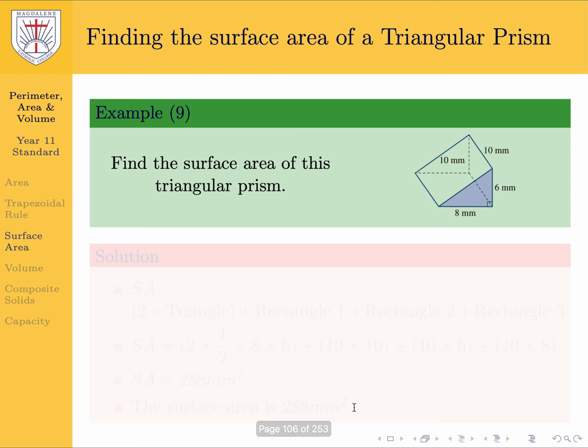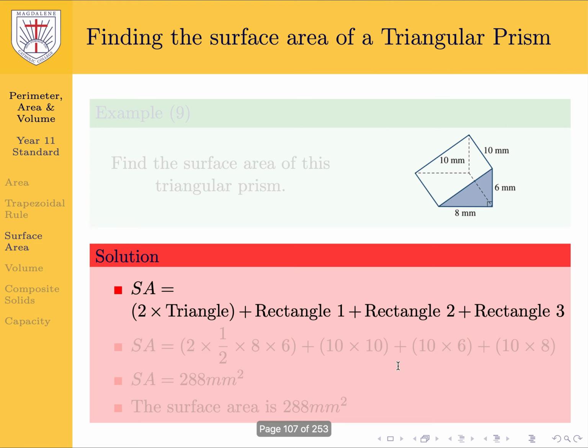Moving on to another example, we've got a triangular prism. To find this, you can either draw a net. For this one, we're just going to visualize it. So we've got 2 lots of a triangle. You can see that there's a triangle here, and there's that same triangle here. And then we have 3 rectangles.